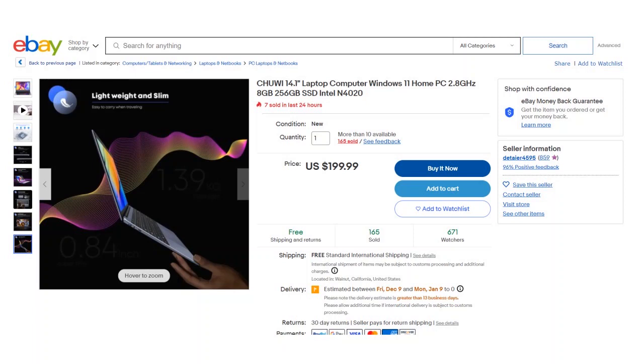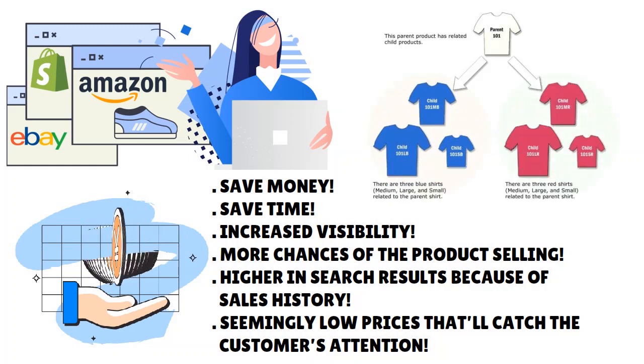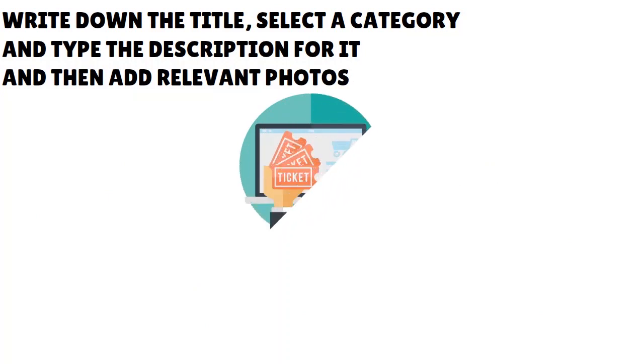We're going to put this on the screen. Follow these steps to create a variation listing for your next line of products. For identical items, you want to create a new listing item as usual. So write down the title, select the category, and type the description for it, and then add relevant pictures. And click the fixed price tab and enter a price in the Buy It Now field.